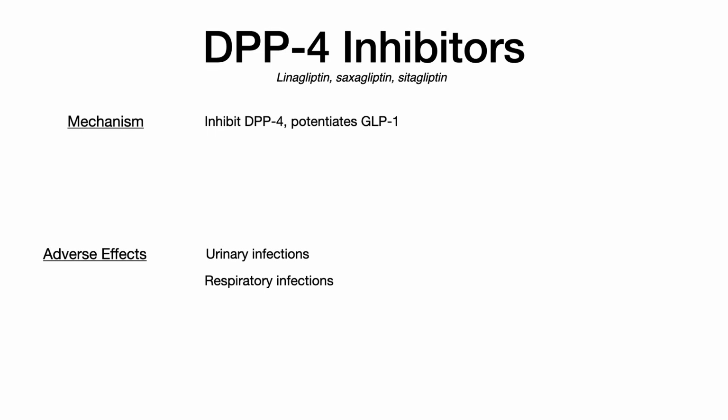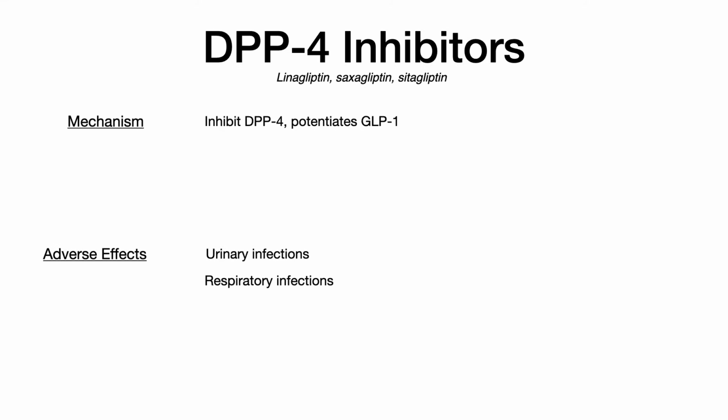The adverse effects of DPP4 inhibitors are somewhat unique, so you definitely need to know them. They are urinary infections and respiratory infections. The biggest thing is to understand what this mechanism is and how it works. So let's take a moment to dive deeper into this.